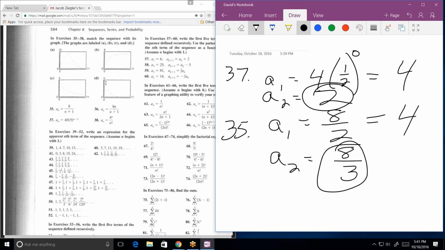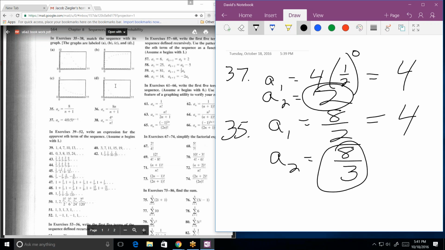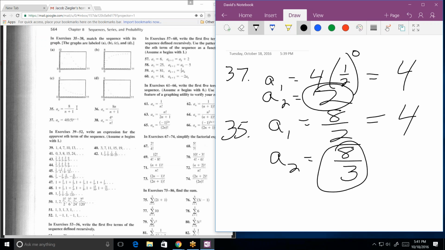Almost 3. So the graph that has to go with 35 is the one that has the second biggest point. That's C. Notice that when n is 2, C is about 2 2/3, whereas in D, when n is 2, a sub 2 is 2. So D definitely goes with 37, and C goes with 35. The only way to really distinguish them is to plug in some values for n and see which one matches their points.